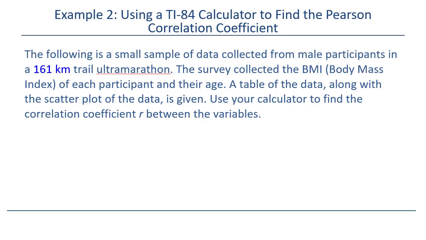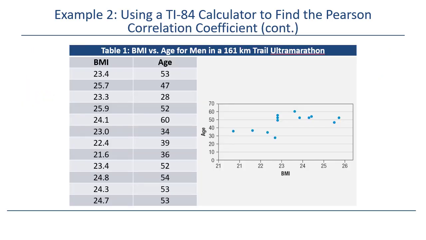On the following page, we're going to see a small sample of data collected from male participants in a 161-kilometer trail ultramarathon. So the survey collected their body mass index, called BMI, and each participant's age. The table of data along with a scatter plot of the data is given, and we can use our calculators or some other technology to determine the correlation coefficient R between these two variables and then see if there's some sort of relationship between the two.